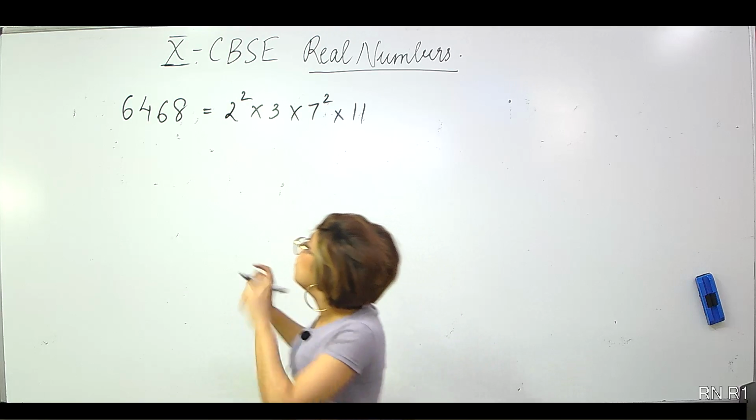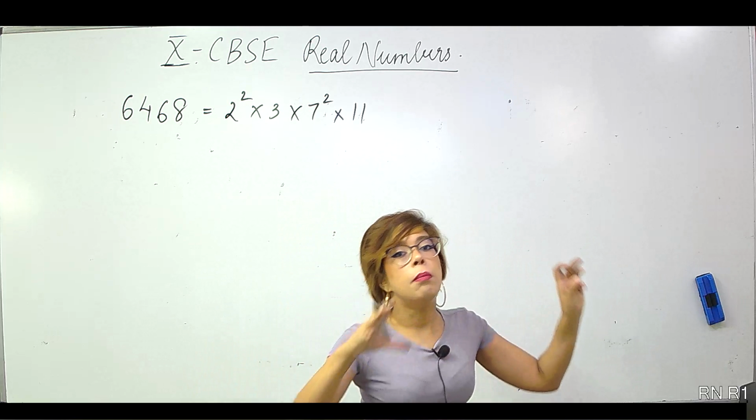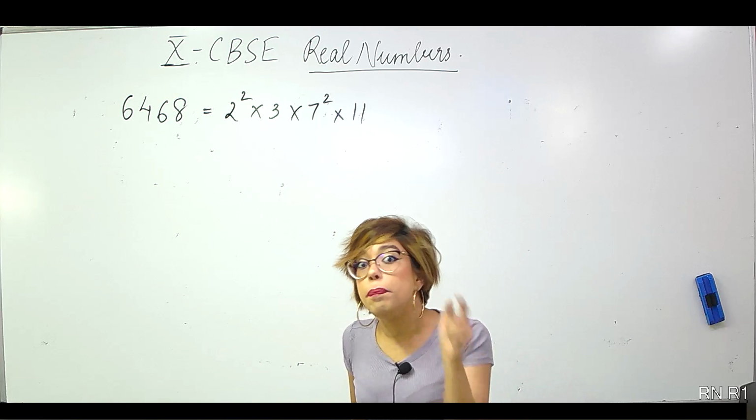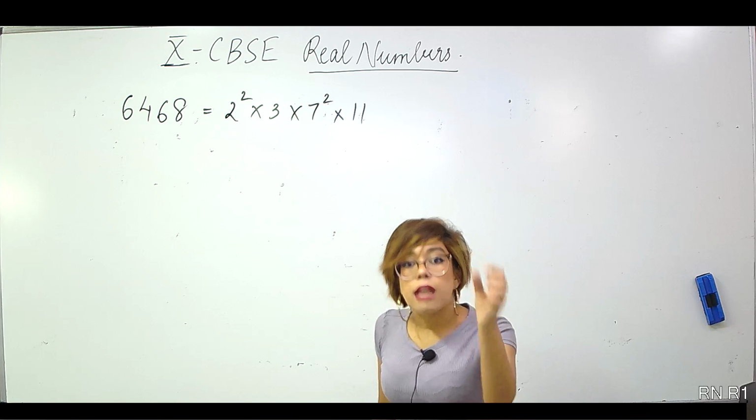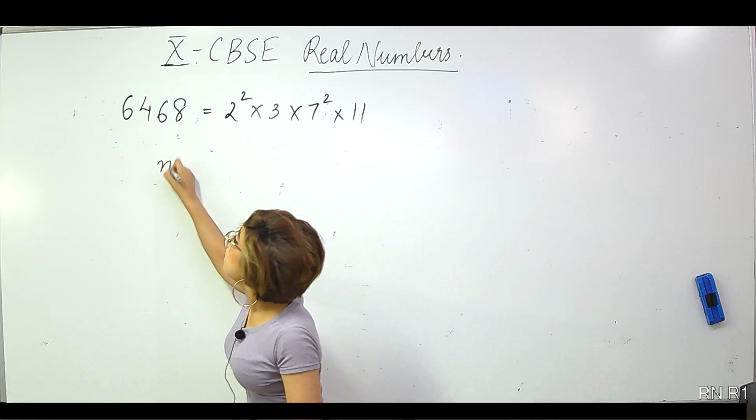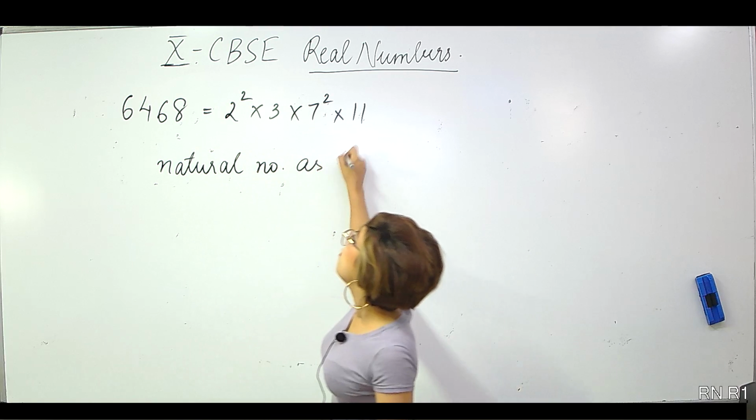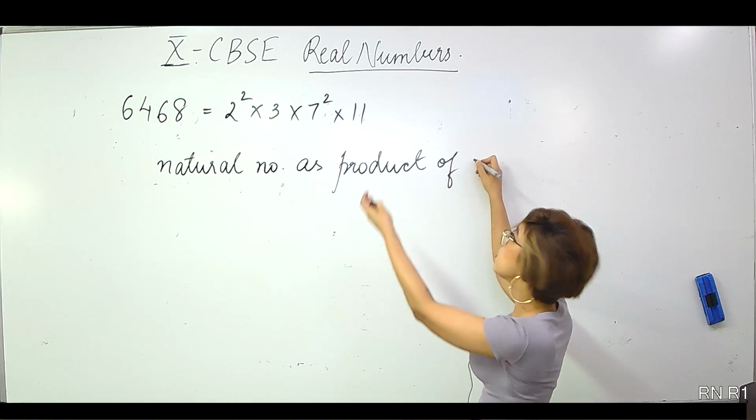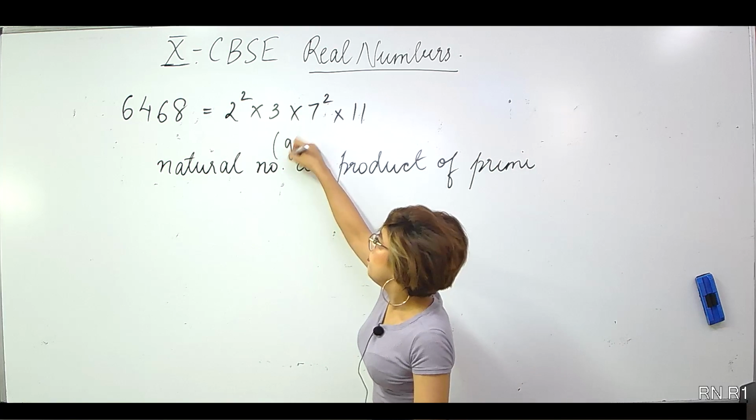Now, you said you can write any natural number as a product of prime factors. This is what you said. When I say prime factorization, that means you're writing the natural number as a product of primes. Right? You just said that. And I should mention, greater than 1, obviously.